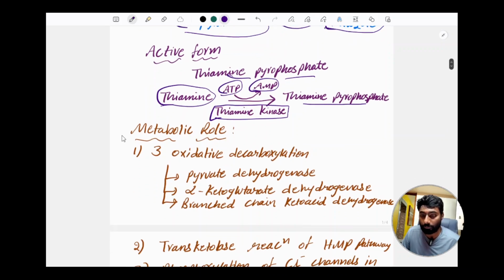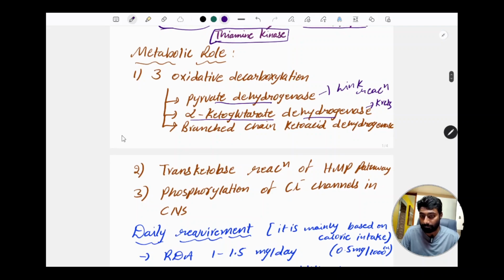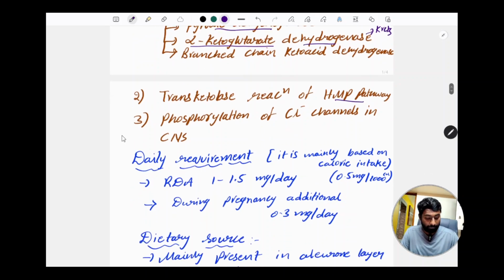If you see the metabolic role of thiamine, it is mainly helping in oxidative decarboxylation, where the enzymes causing this oxidative decarboxylation are pyruvate dehydrogenase and alpha ketoglutarate dehydrogenase. You will see this in the link reaction, and you will see this in the Krebs cycle, and branched chain keto acid dehydrogenase in the metabolism of branched chain amino acids, and the transketolase reaction of the HMP pathway, and phosphorylation of chloride channels in the CNS.